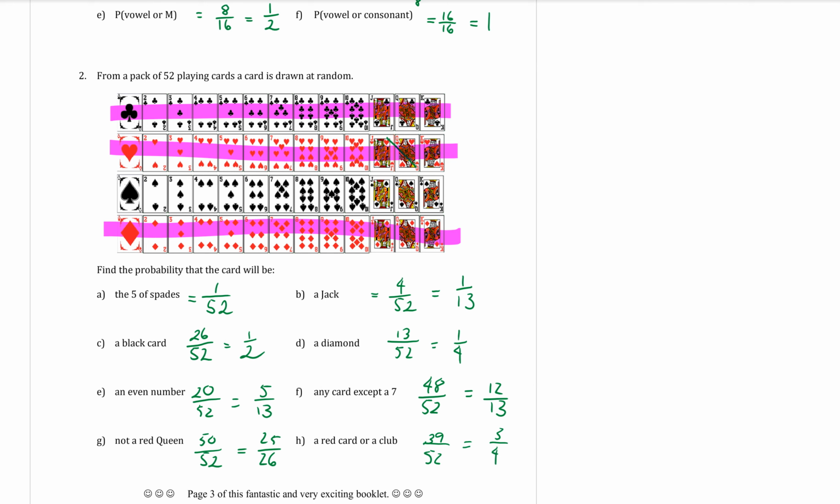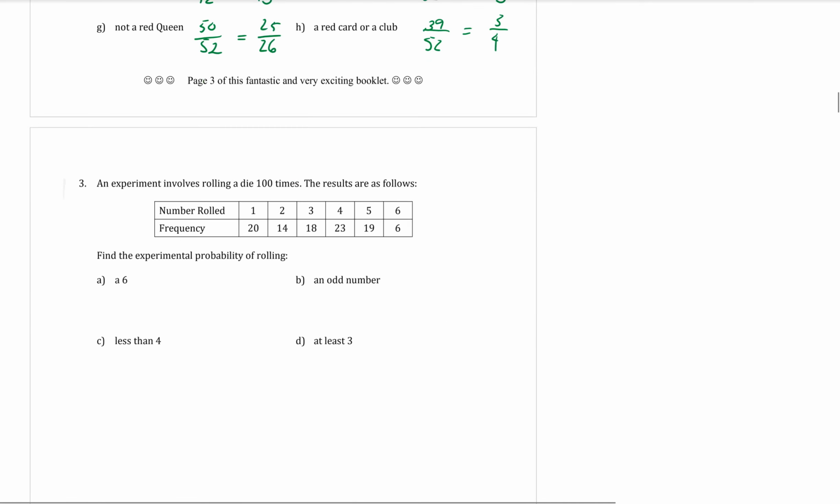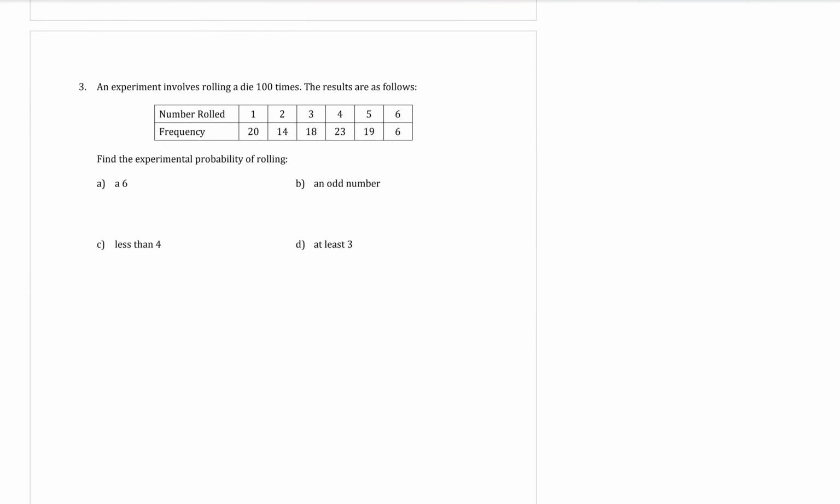So I want 3 out of the 4 rows. Okay, so questions involving cards. Next page, question 3. That shouldn't happen because they should always be less than 1, so you shouldn't get any mixed numerals.